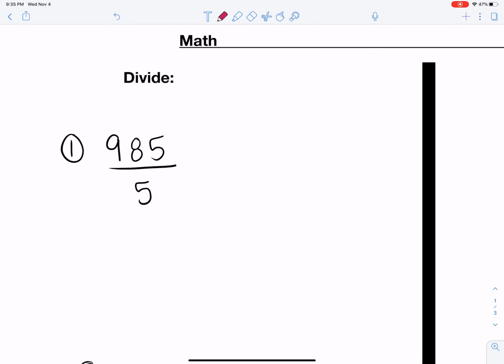If I want to do 985 divided by 5, it can be written in a fraction like this, or it can also be written as 985 divided by 5. Either way, we're going to build a box or a house, whatever your elementary school teacher called it. We're going to take 985 and it's going to go on the inside, and then divided by 5 is going to be on the outside.